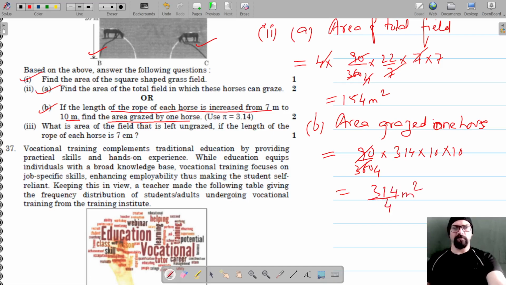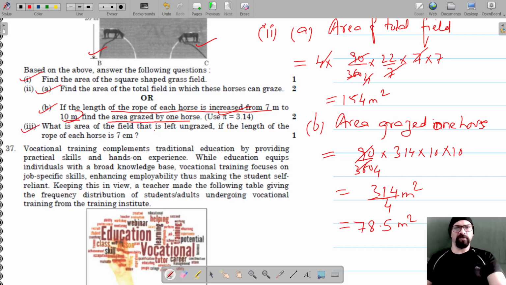So 314 divided by 4, if I divide this by 4, 4 7s are 28 and 34, 4 8s are 32. So 78.5 meter square is the area grazed by each horse if the length of rope is increased from 7 to 10. Okay, and we have to use 3.14, which we have used as the value of pi.